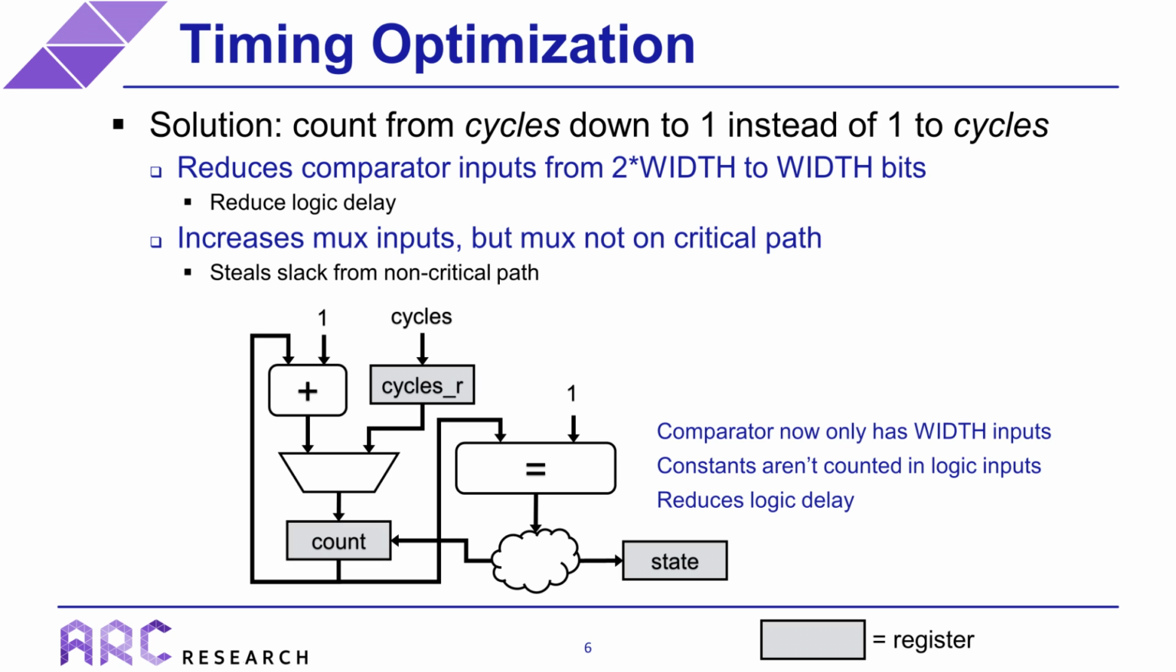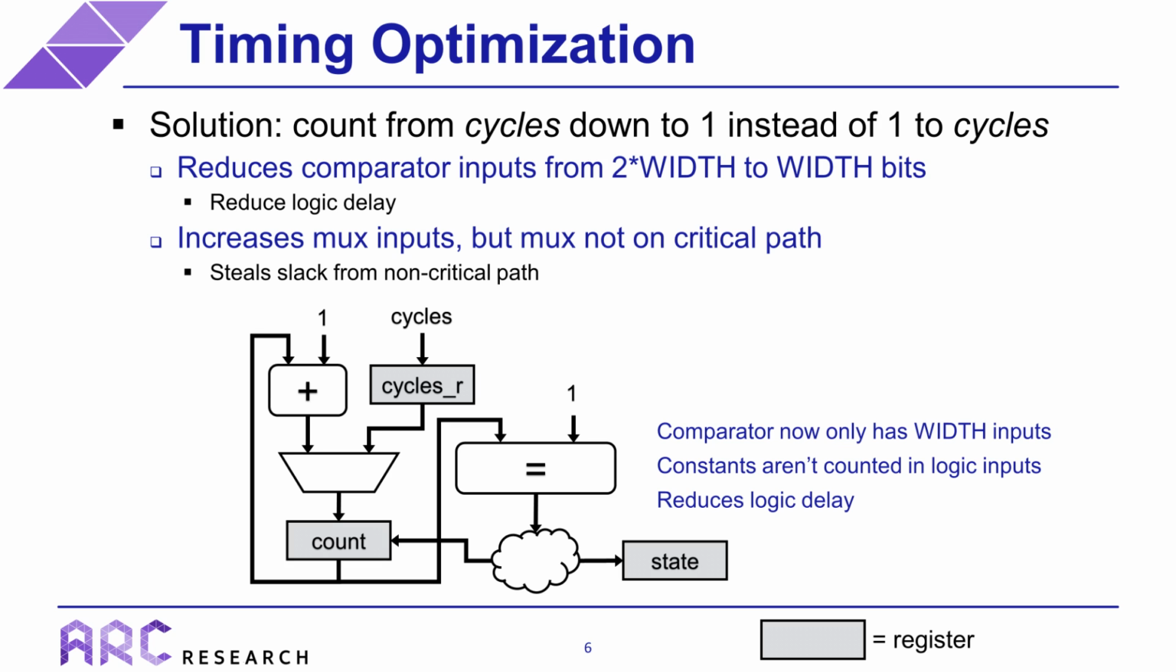Now, one potential drawback to this approach is that we don't get to reduce the comparator inputs for free. What we are really doing is reducing the comparator inputs at the expense of increased inputs to the mux, because the mux previously had a constant input that has now been replaced by a non-constant number of cycles. Fortunately, in this example, the mux is not on the critical path.